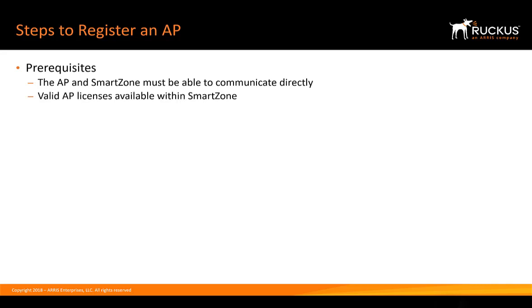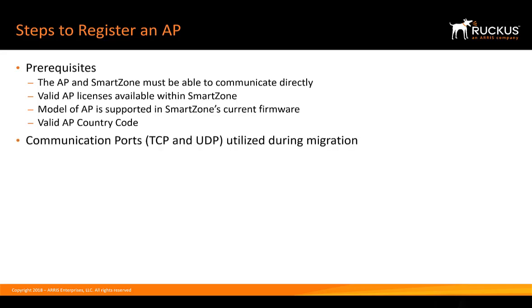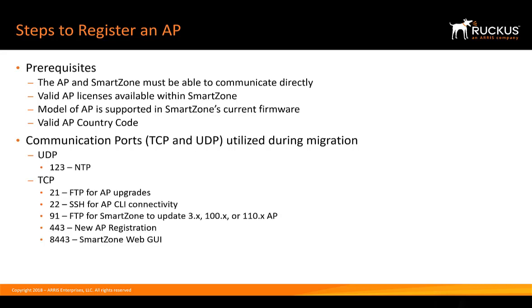Valid access point licenses must be available within SmartZone. The model of the access point needs to be supported in SmartZone's current firmware. This can be found in the release notes. Lastly, we need to verify that there's a valid AP country code on the access point. For reference, and this is a good point to pause the video, we provided the communication ports of both TCP and UDP that are utilized during the migration process.